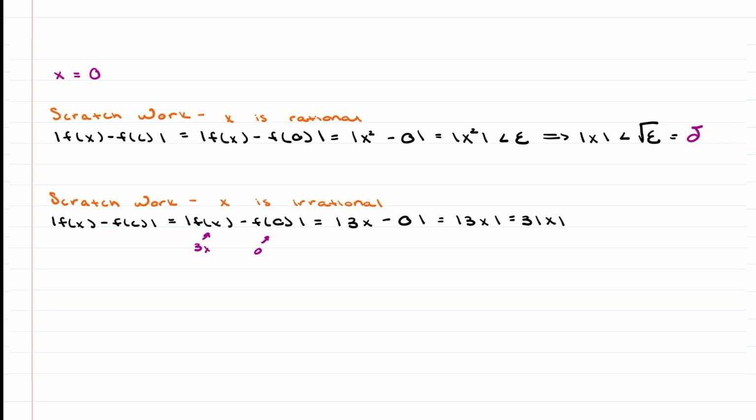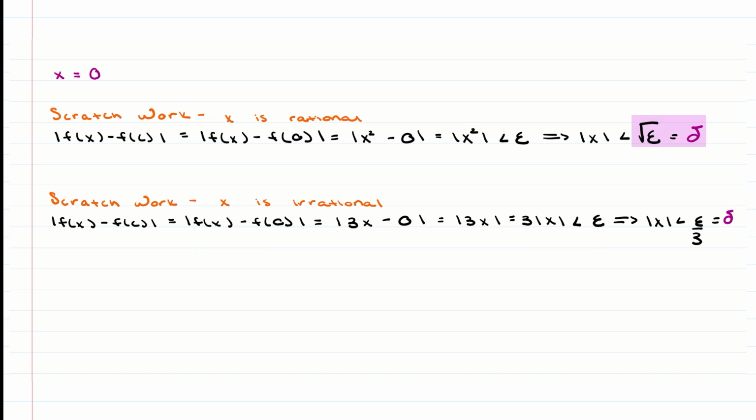And that's enough simplification, so we can say this is less than epsilon. Now, if 3 times the absolute value of x is less than epsilon, then the absolute value of x is less than epsilon over 3. And we did that by dividing 3 on both sides. So we've got the absolute value of x is less than epsilon over 3, and epsilon over 3 is what we're going to set delta equal to.